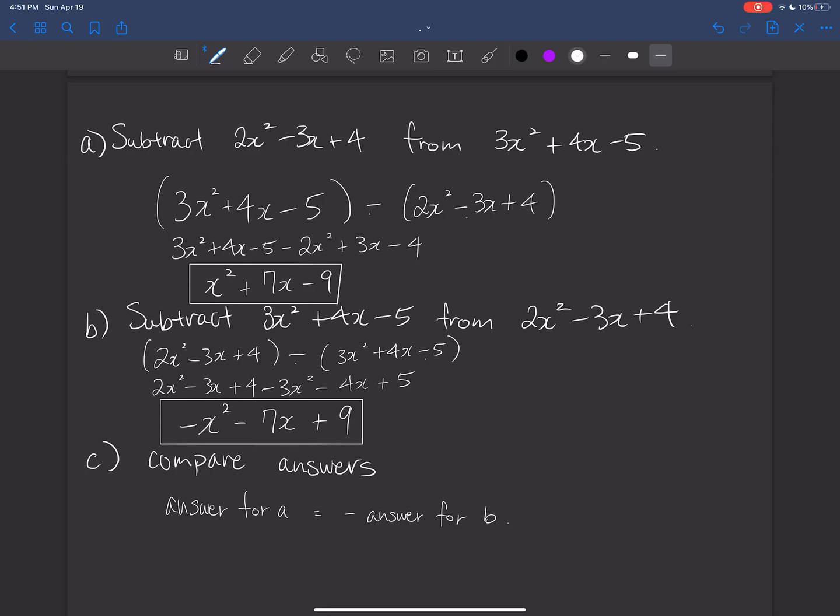So let's write that. If the order of the subtraction is switched, the answer of the subtraction is the negative of the answer of the original subtraction.